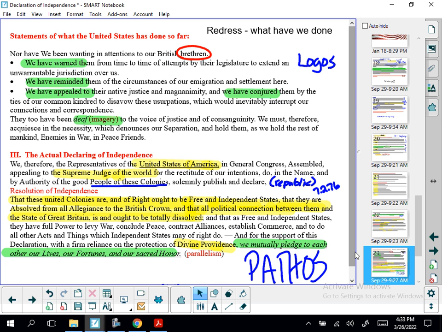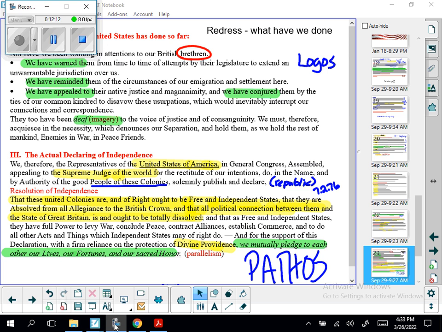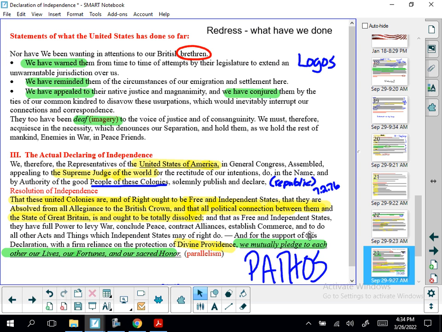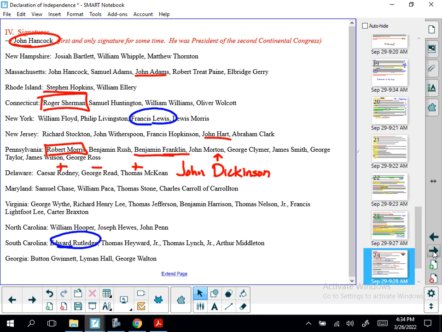And I want you to understand that they did not take this lightly, this declaration that they were signing. They pledged their sacred lives, their fortunes, and their honor. I want you to understand that these men did not do this lightly. Of these men, you're going to see some that I have circled and highlighted and underlined here. But I want you to remember that John Hancock was the president of the Continental Congress, and he was the only one to have a signature for some time.